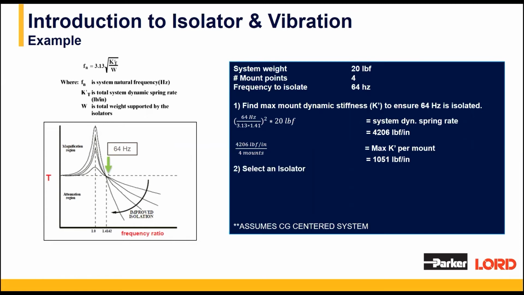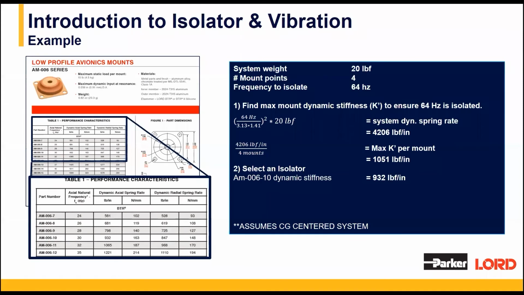Step 2, let's pick out an isolator. I'm arbitrarily going to pick the AM006 series from our catalog. We'll zoom in on the AM006 series and we see that the AM006-10 has a dynamic axial spring rate of 932 pounds per inch, which is less than the 1,050 that we're requiring for this system.